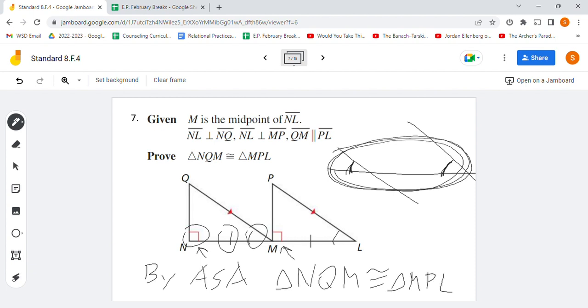You need to make sure that you write a description of all of those pieces of information that we got in full sentences.